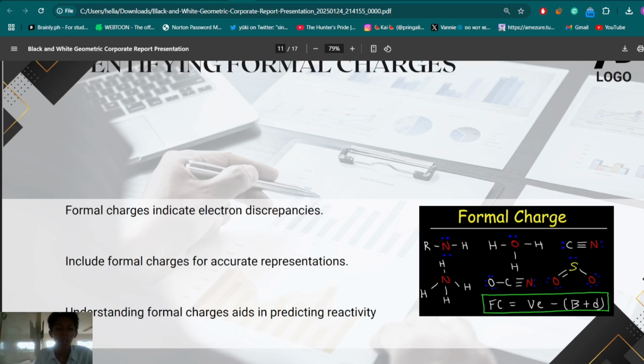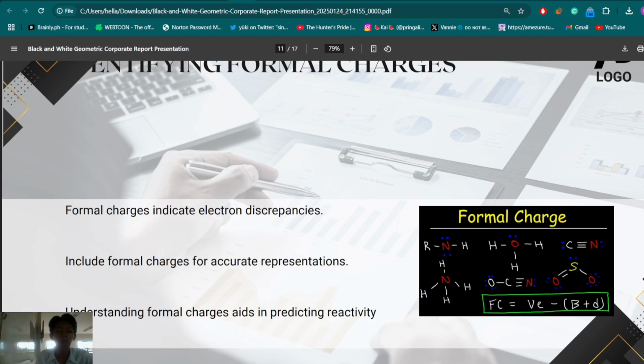Identifying formal charges. Formal charges indicate electron discrepancies. Include formal charges for accurate representation. Understanding formal charges aids in predicting reactivity. The formal charge of an atom in a molecule helps determine if the atom has a charge and if the structure is stable.